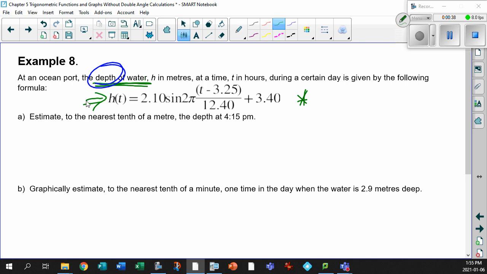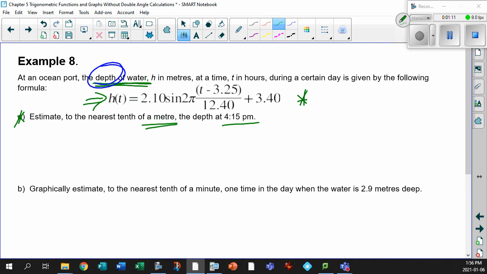But anyways, it says to estimate, to the nearest tenth of a meter, the depth at 4:15. What is the depth at 4:15? That's kind of important because if you're a seagoing captain on his vessel, he wants to know, is my vessel going to bottom out in this harbor or not? It's really important to know what the depths are so that when you drive in, you're not going to run into problems. So how are we going to do this? What are we going to do?